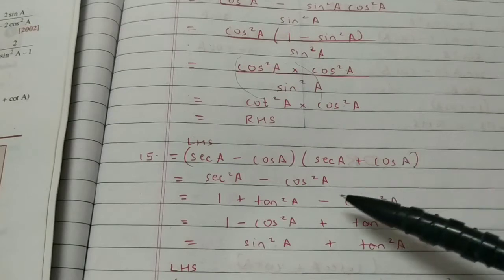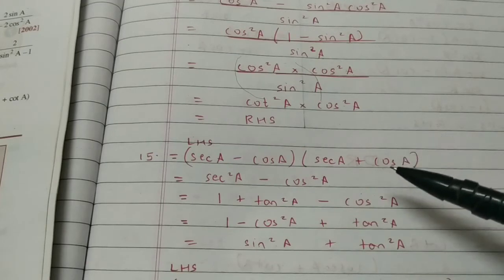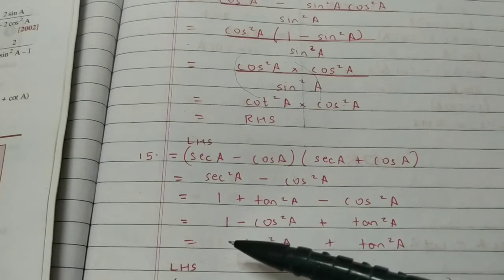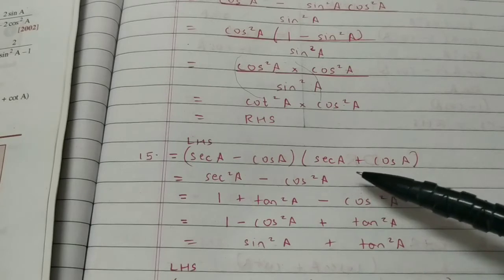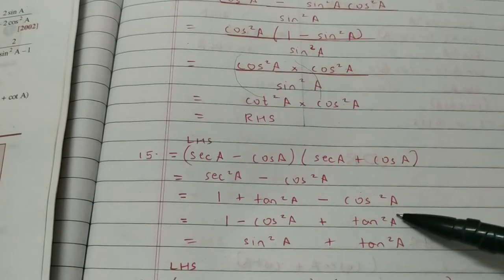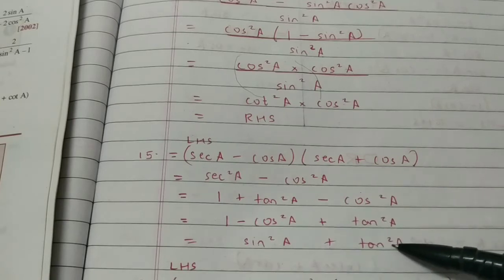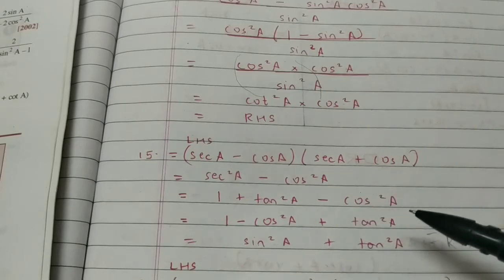So now it should strike you that sec can be converted in terms of tan and cos can be converted in terms of sine. So that's what we are going to do. We will replace this with 1 plus tan square A, and instead of cos square A you can write 1 minus sine square A. The 1 and 1 will get cancelled, and ultimately you will get this as the RHS proved. Don't forget to write RHS. Here I have used a slightly different method, which is also fine.